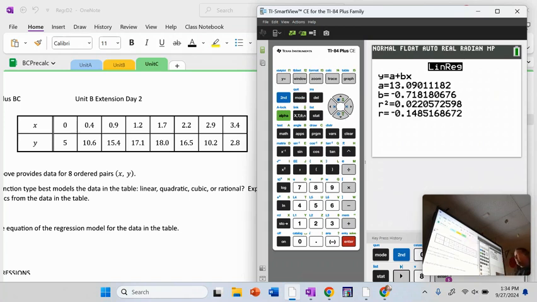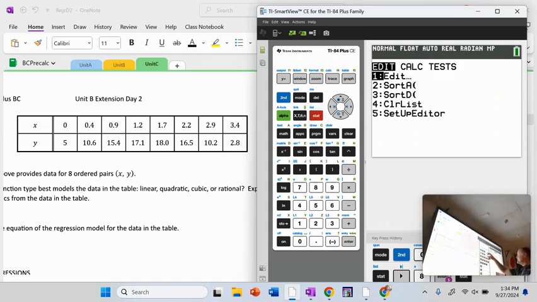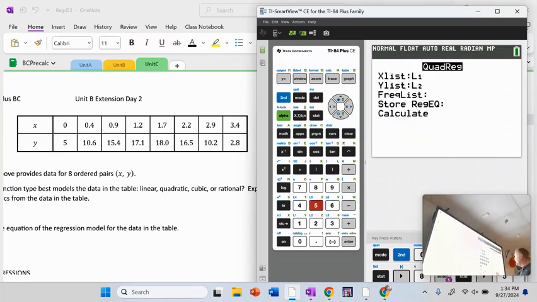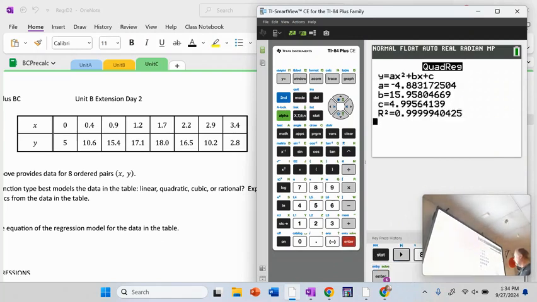But then I come to find, there's other things that we can do. And this is the monkey wrench I'm throwing into the whole scenario. Let's do quadratic. 5. Enter, enter, enter, enter, enter. Calculate. 0.999994. That's pretty good, right? Notice there is no R value. Once you go beyond linear, it's an R squared value.